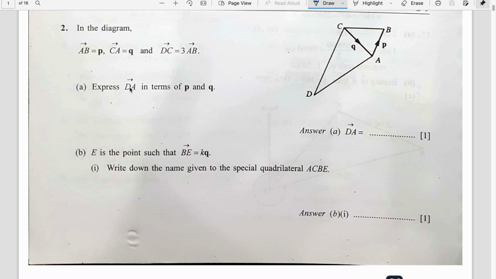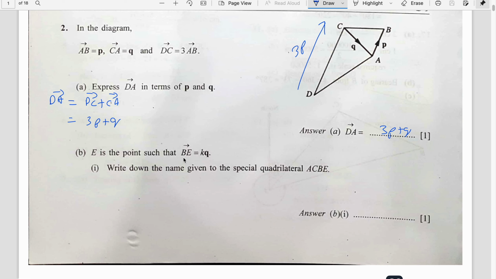Question number 2. In the diagram, AB is equal to P, CA is equal to Q, and DC is equal to 3 times AB. DC is 3 times AB, so we know that this would be 3P. Express DA in terms of P and Q. So for DA we start at D and end at A. So DC plus CA. DC is 3P plus Q.